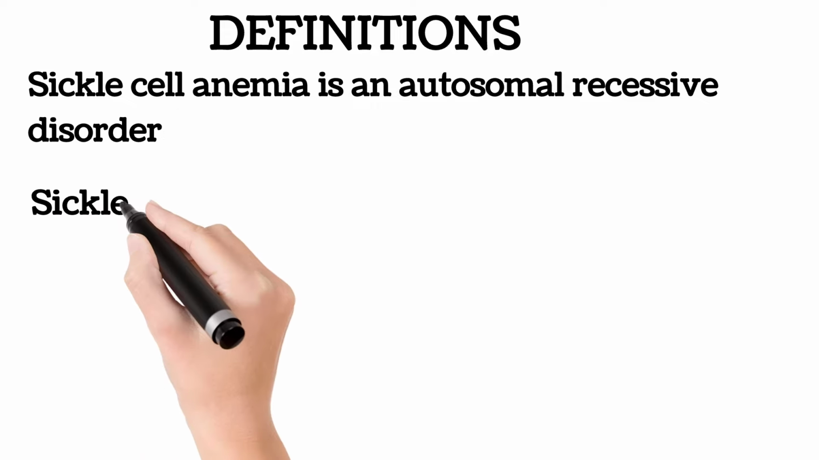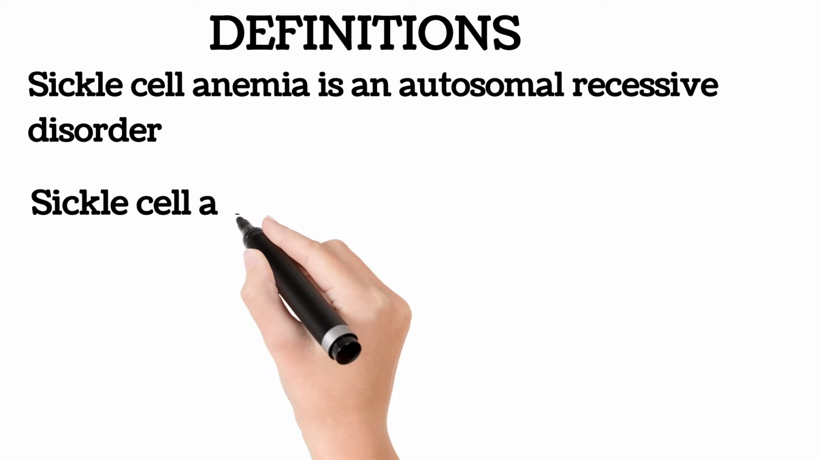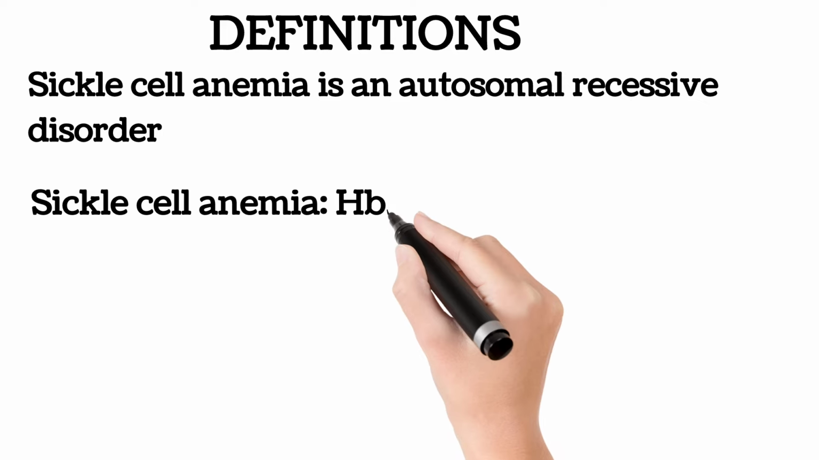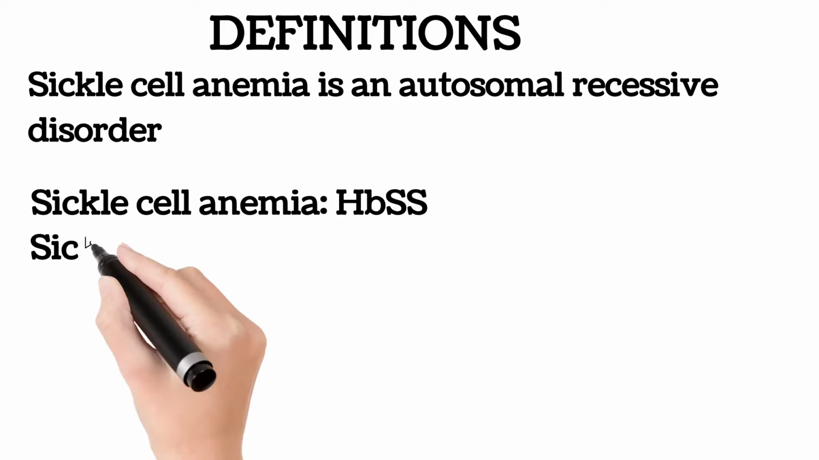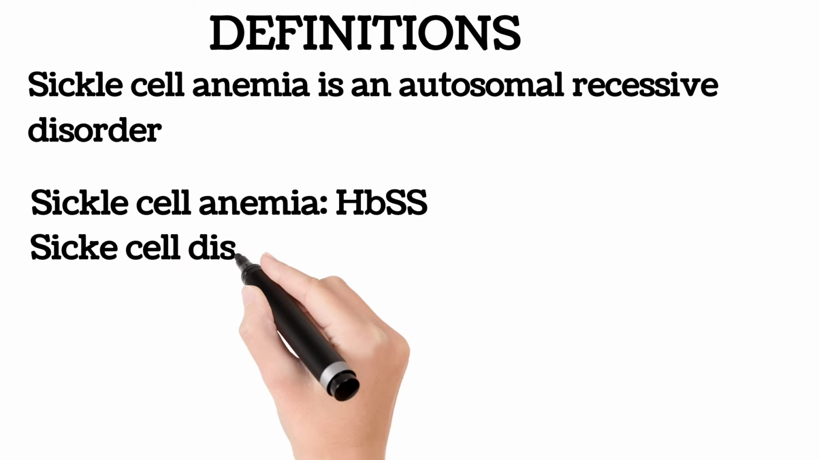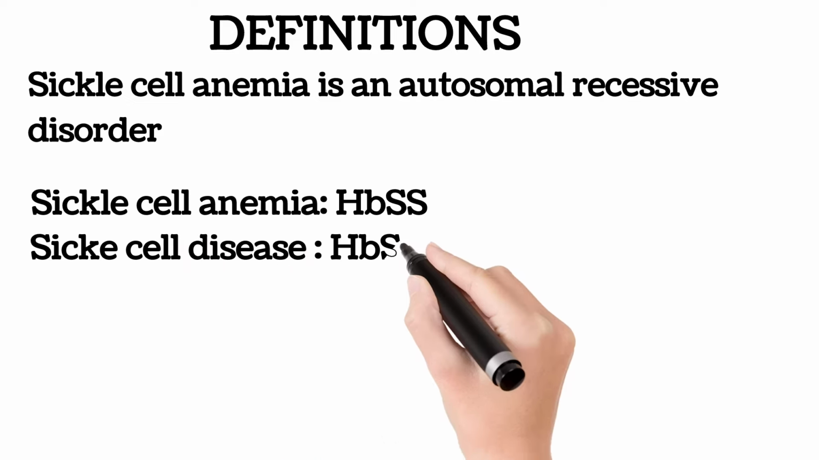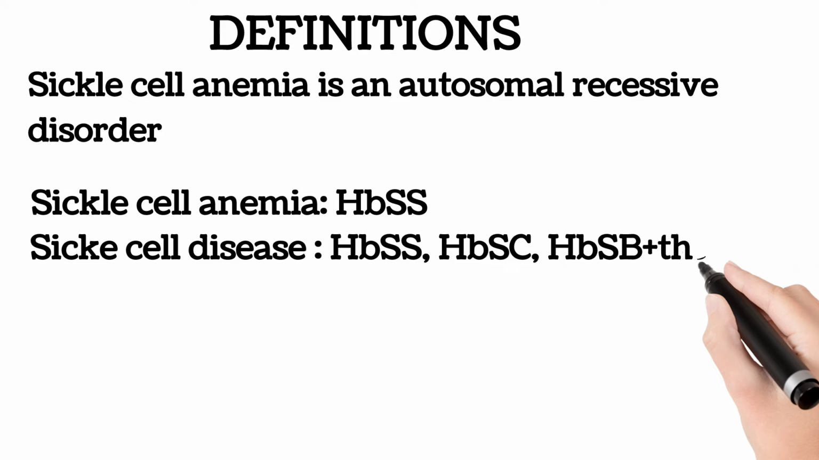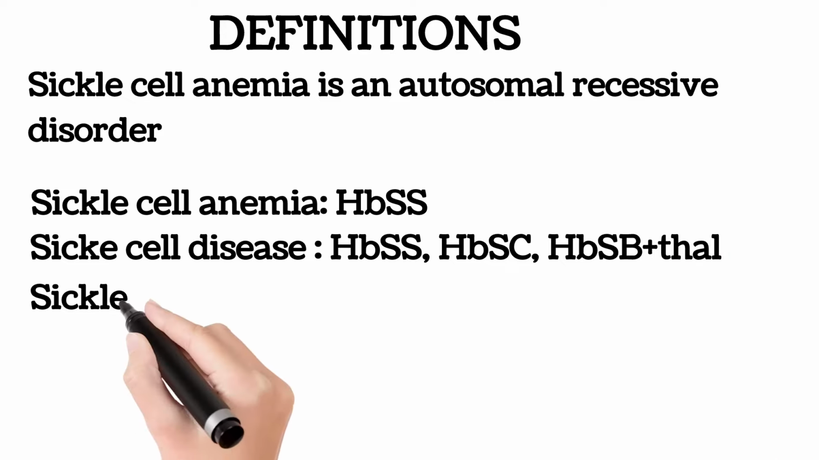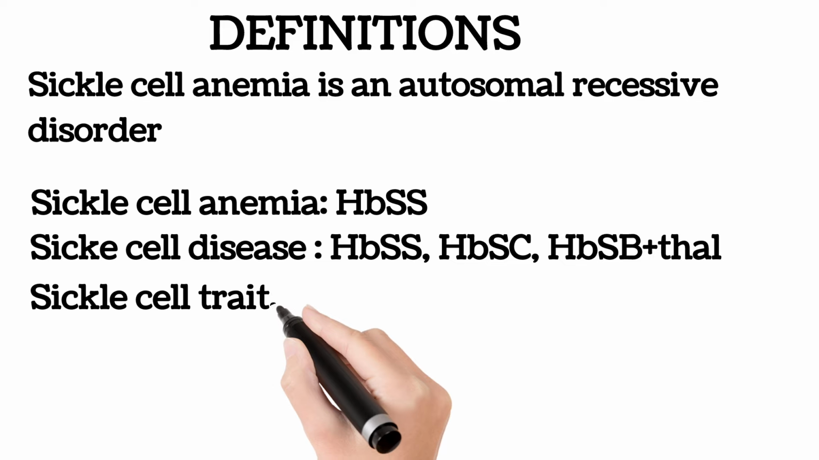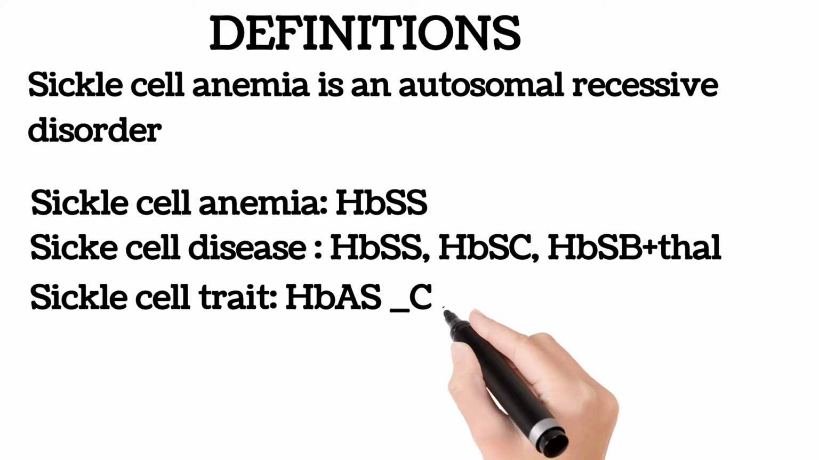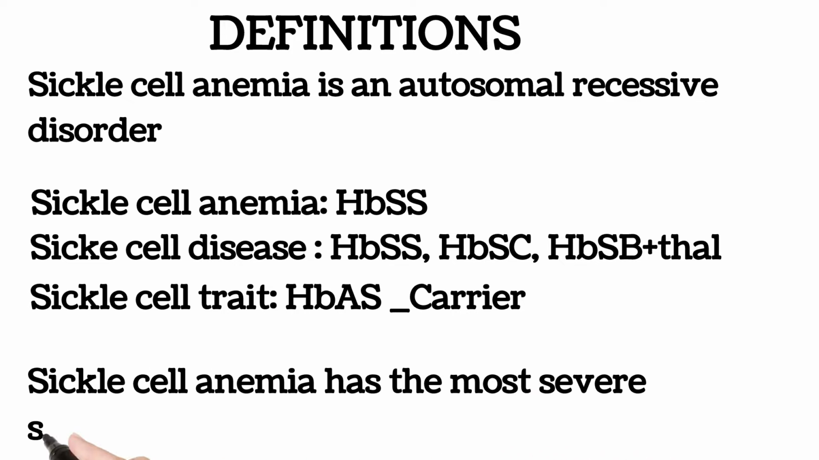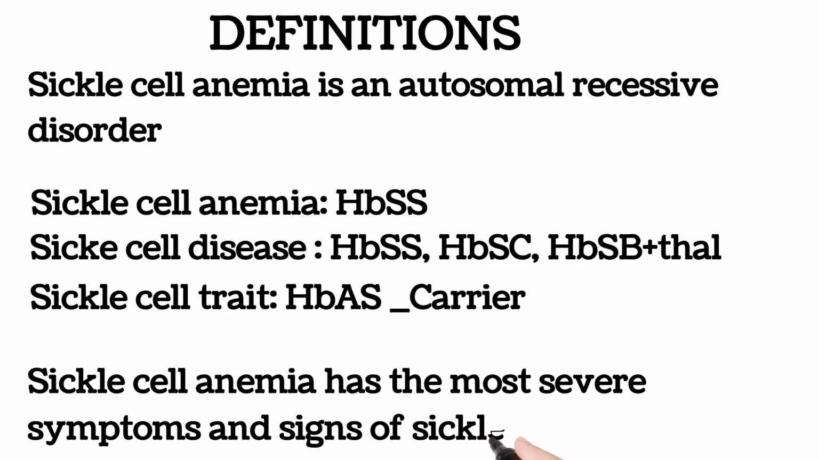Let's look at some differences between sickle cell anemia, sickle cell disease, and sickle cell trait. So sickle cell anemia is when a person has the genotype SS, has two sickle alleles. Sickle cell disease can either be SS, SC, or S beta plus thalassemia. But sickle cell trait is when the person is a carrier, that is, the person has AS genotype. Now, sickle cell anemia has the most severe symptoms and signs of sickle cell disease.